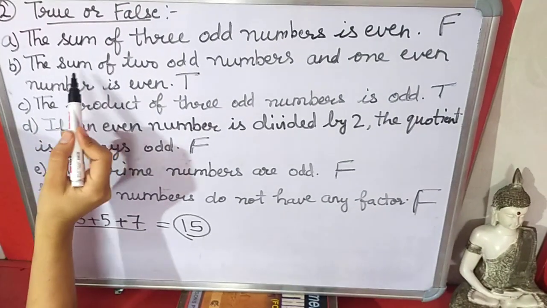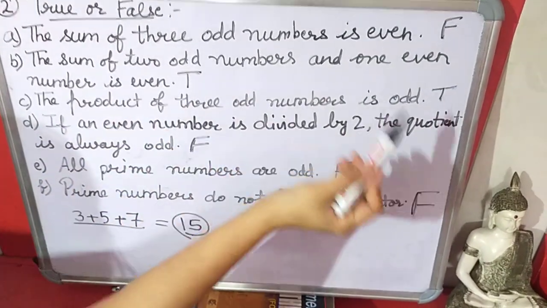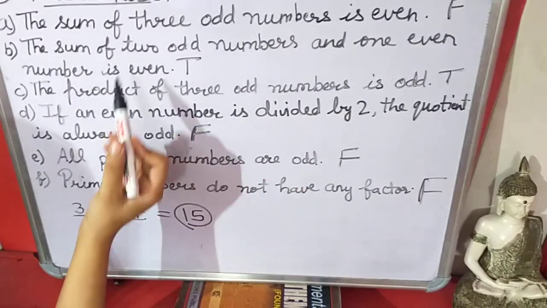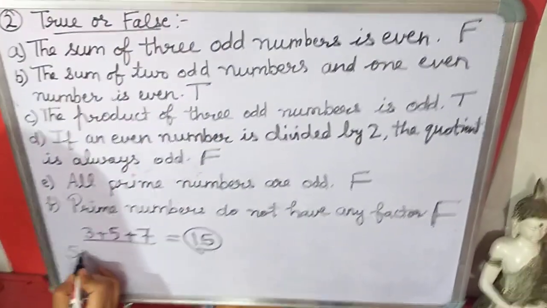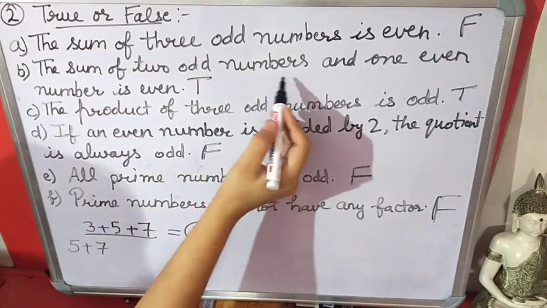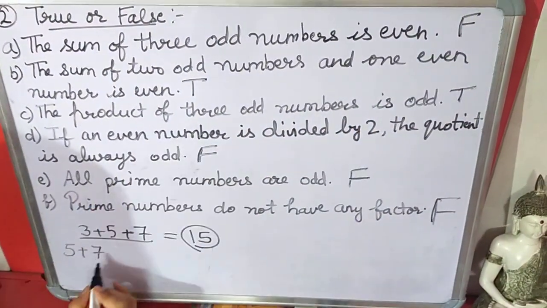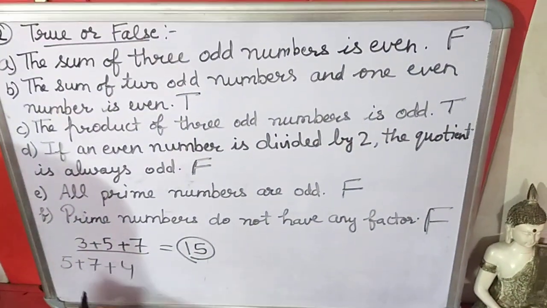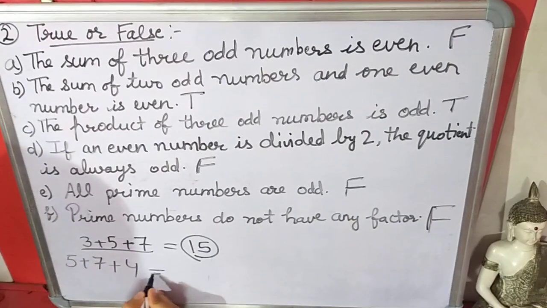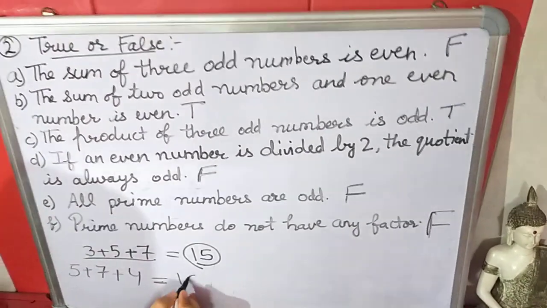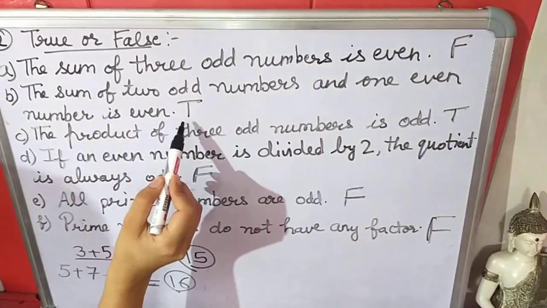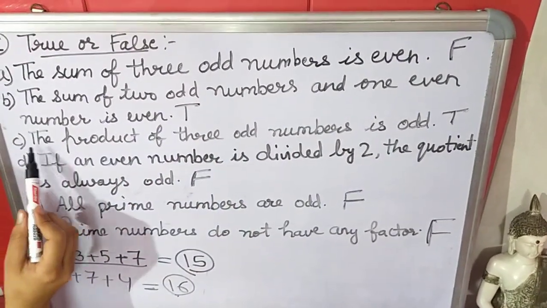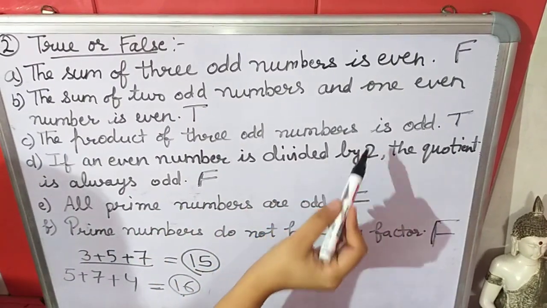Second, the sum of two odd numbers and one even number is even. Again we will take an example. We will take two odd numbers, I am taking 5 and 7, and with this I am taking one even number, 4. Now I am adding these numbers, so it will be 16. So 16 is an even number, so this statement is true.